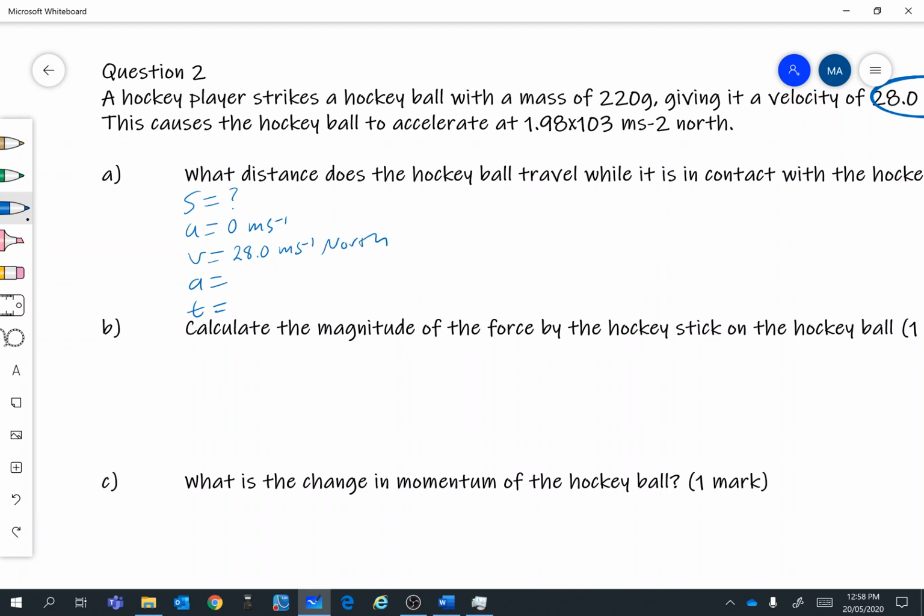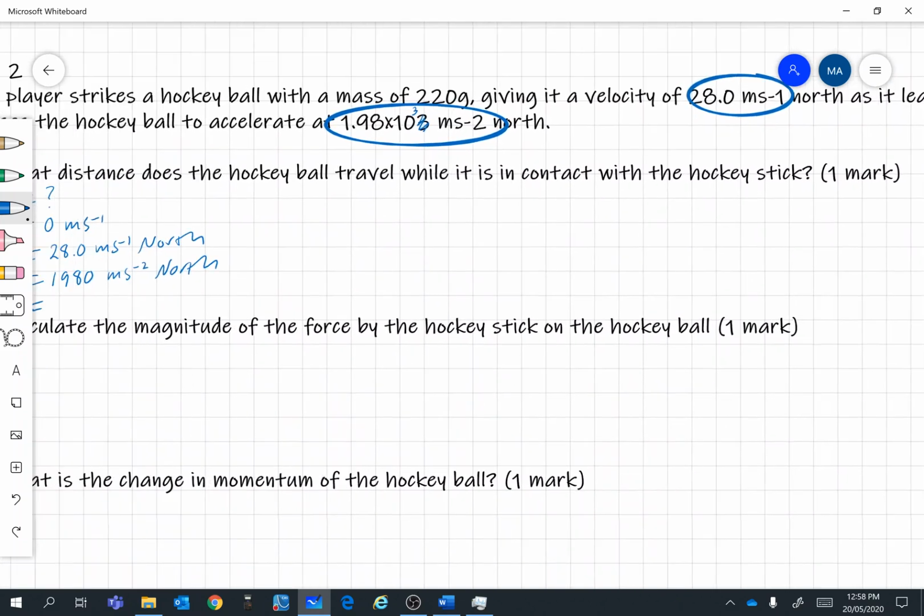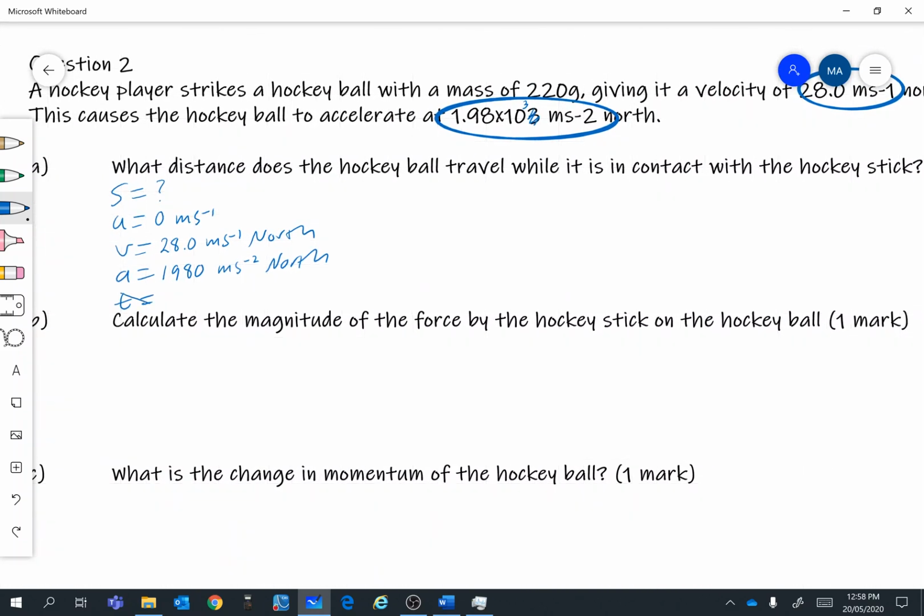And the acceleration, we're told over here. Now, this is actually an exponent there. So we've got 1.98 times 10 to the 3. That's equivalent to 1,980 meters per second squared to the north. You can either leave it as is, or convert it to a number in standard form. And the time of the strike, do we know anything about that? No, we don't, but I don't think we really care.